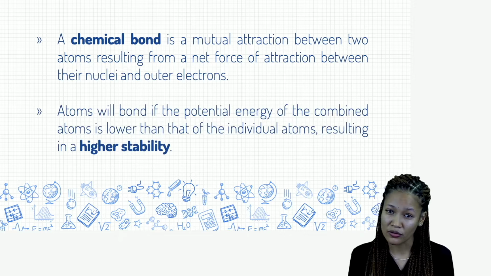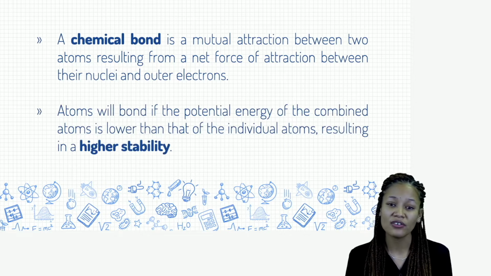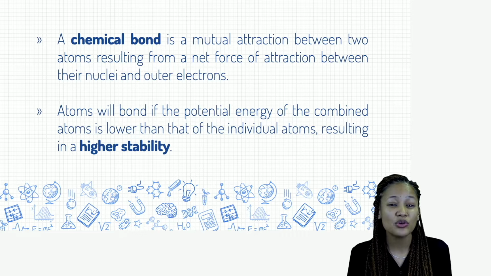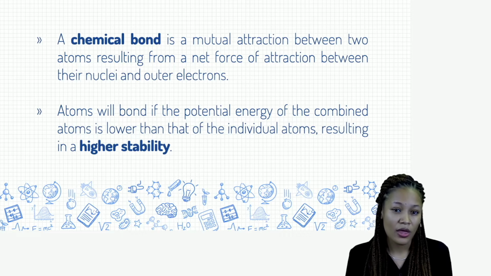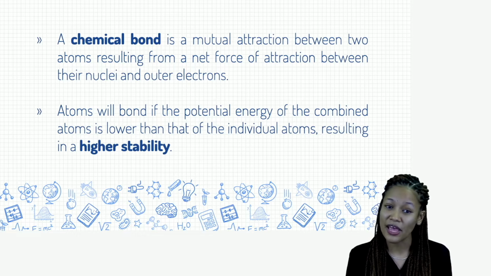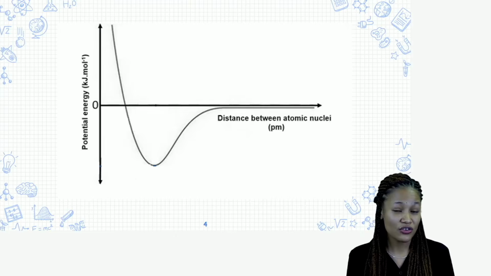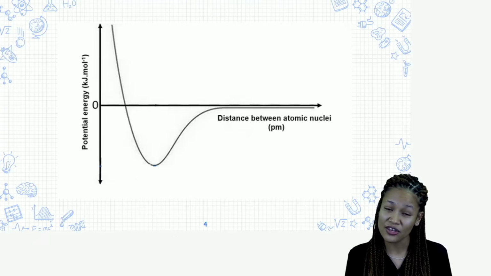Atoms will form bonds when forming a bond results in a lower potential energy when they come together versus the potential energy that they each have when they are apart. Atoms want to be as stable as possible, and when the bond leads to a higher stability, the bond will take place.